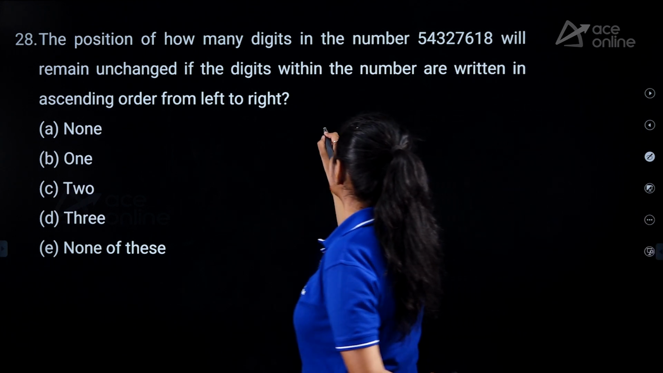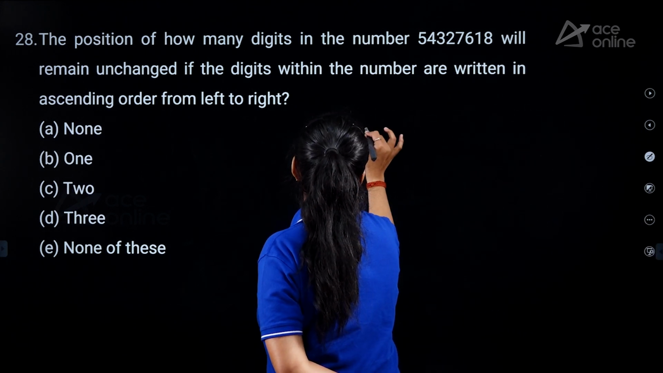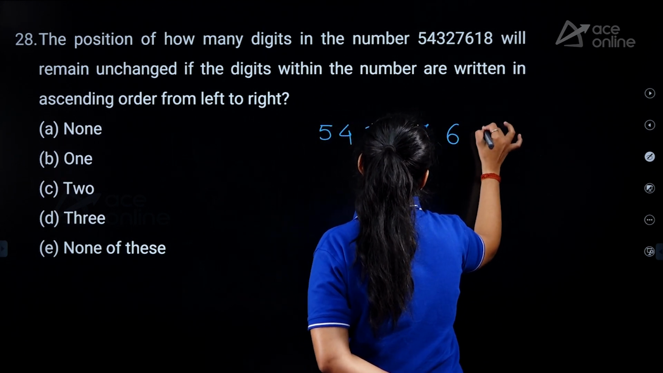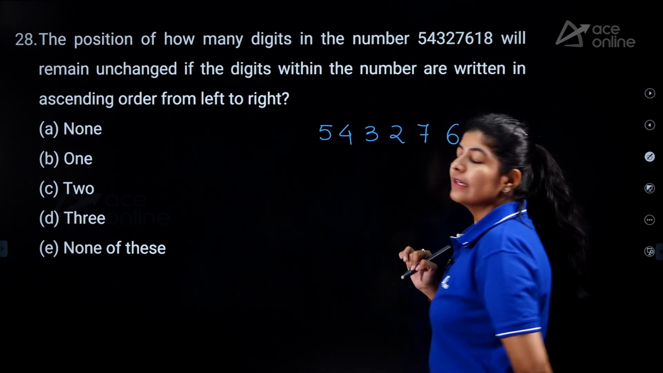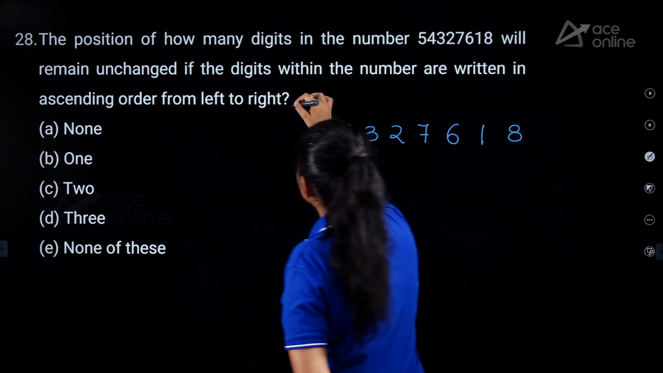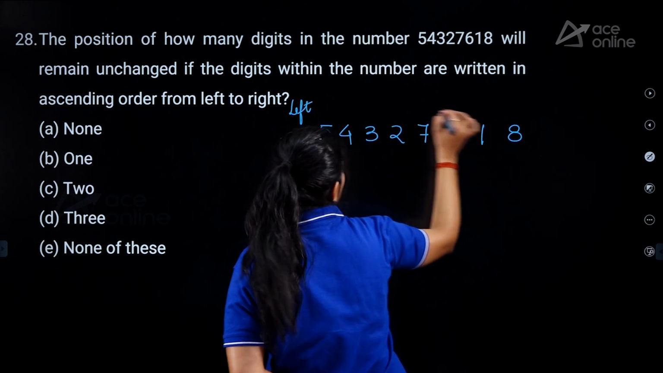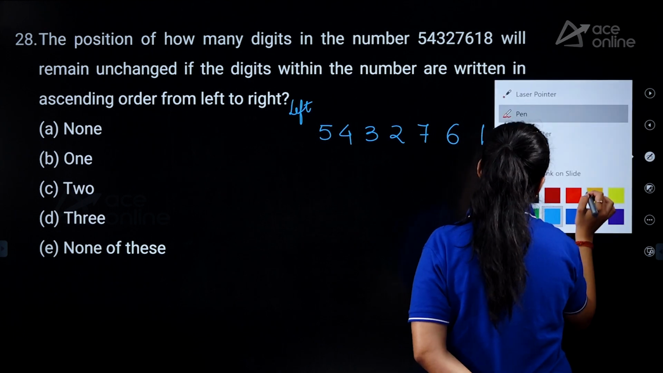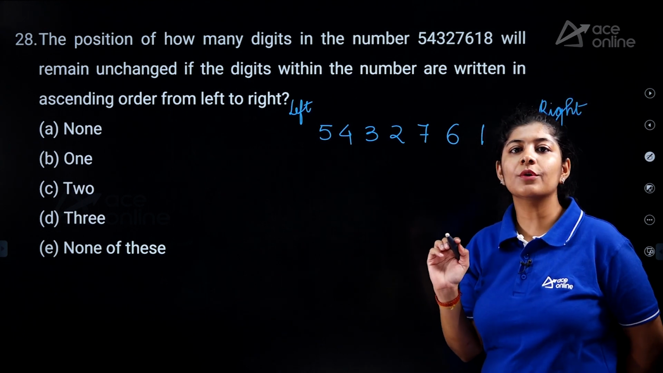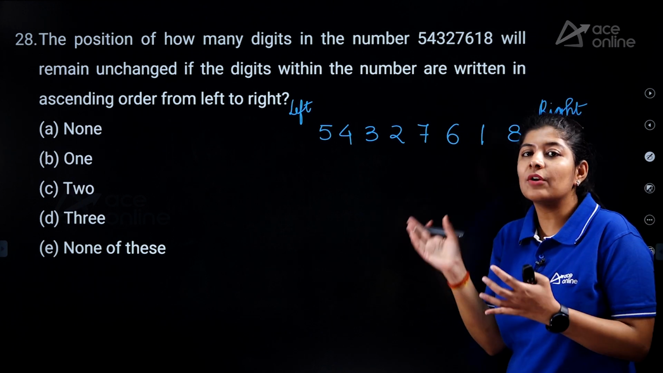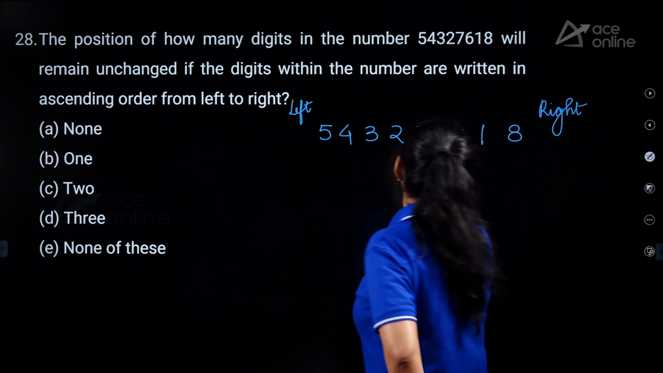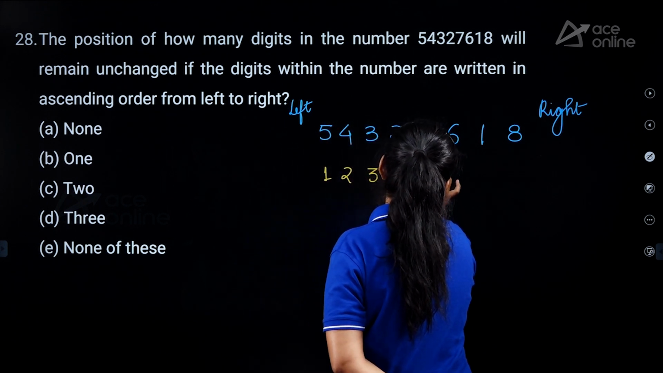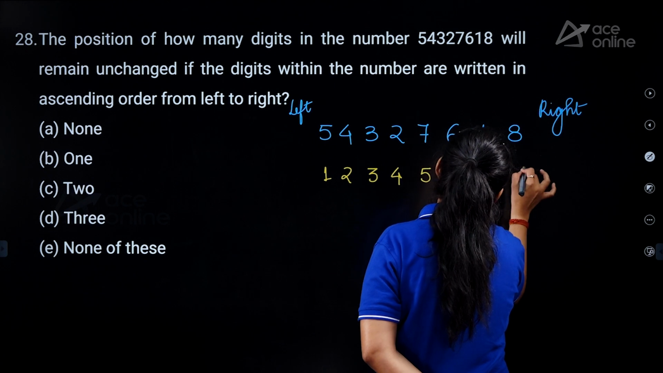So basically the number that we are having is 5, 4, 3, 2, 7, 6, 1, 8, right? This is the number that we are having. This is the left point and this is the right point. Okay. Now what we need to do, we need to arrange them in the ascending order, that means in the increasing order. So we will start with 1, 2, 3, 4, 5, 6, 7, 8.